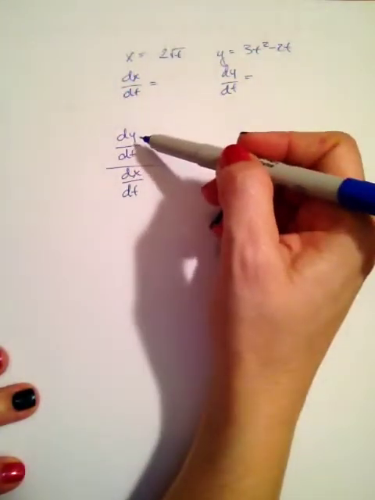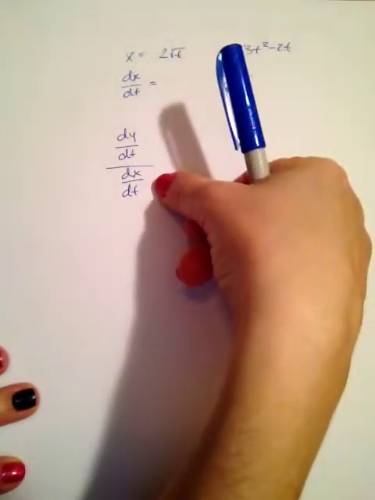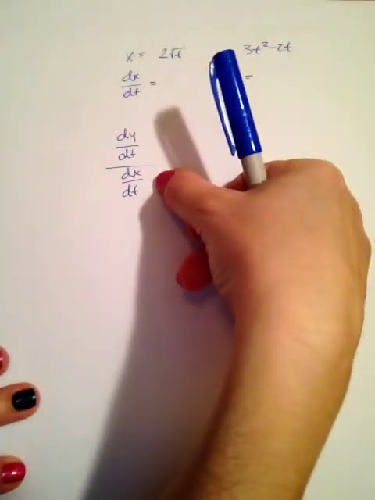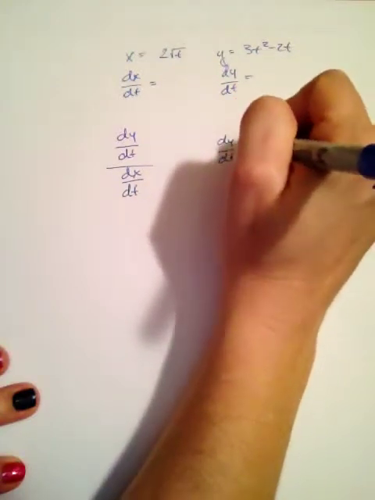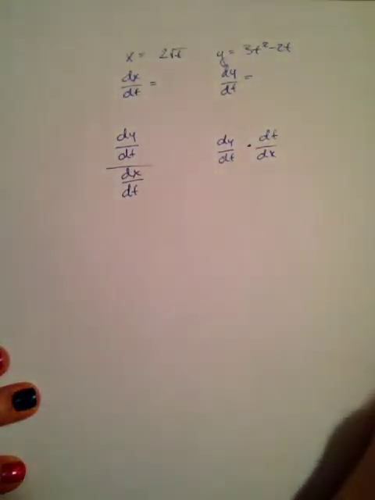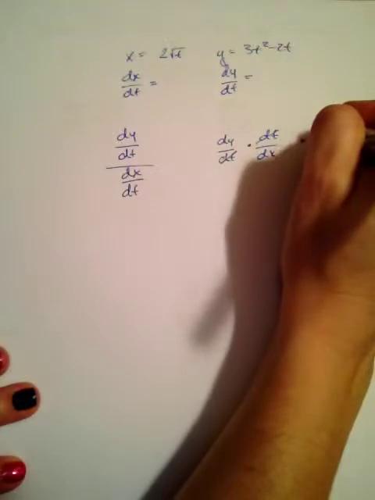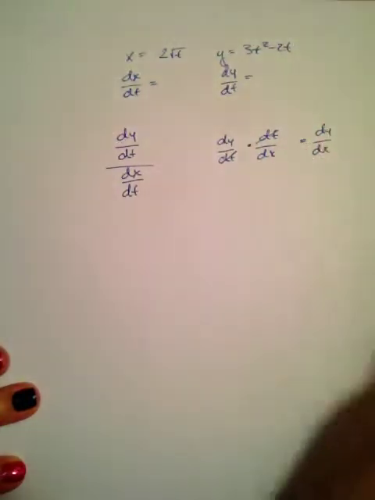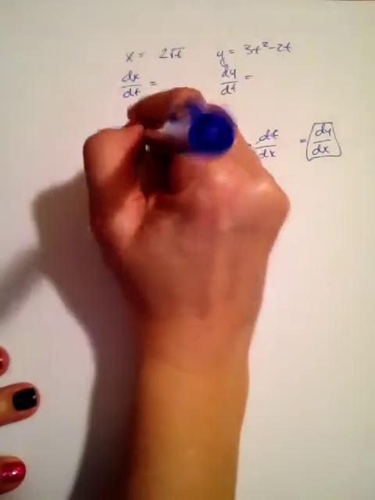So when you have dy/dt divided by dx/dt, it looks like we're dividing by a fraction. If we treat it like a fraction, I would multiply by the reciprocal. So I have dy/dt times dt/dx. And when you do that, your dt's cancel out and you're left with dy/dx. So that is how you get your dy/dx.